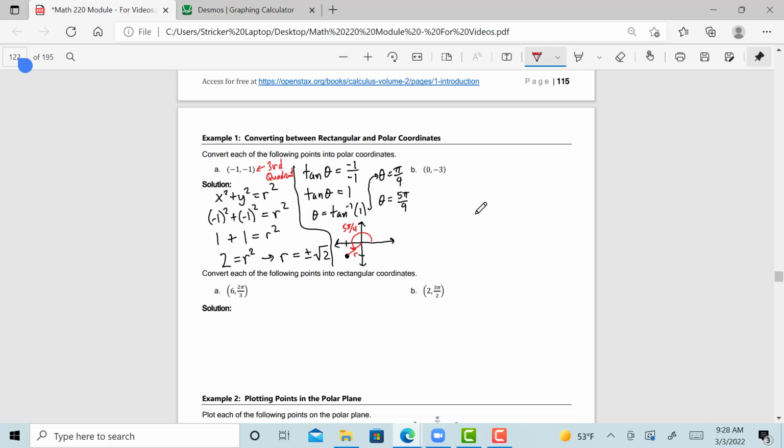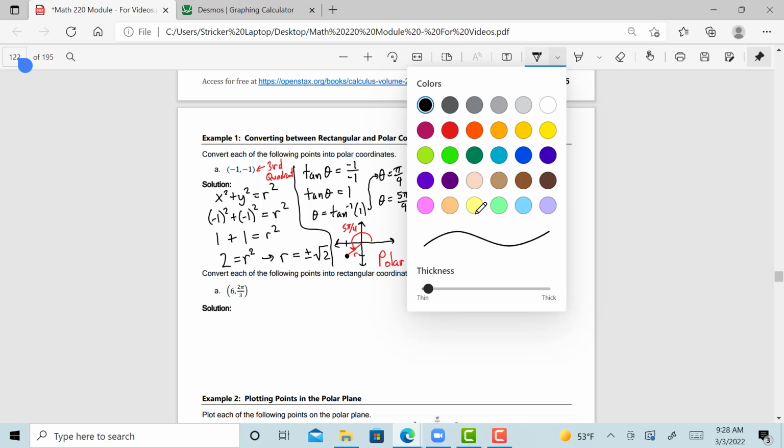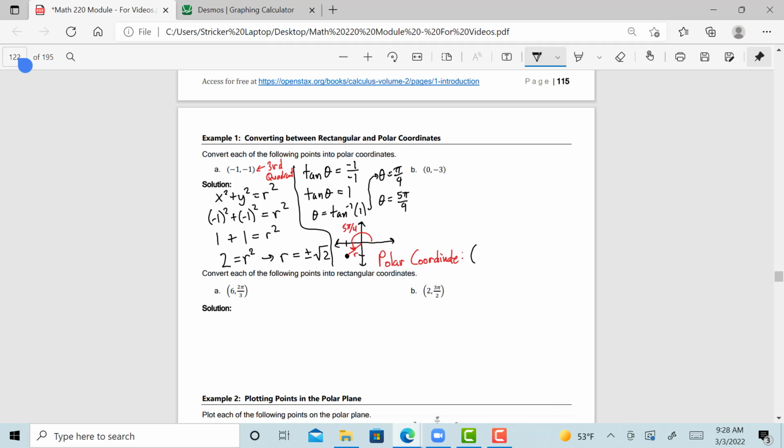So if we say that we have an angle of 5 pi over 4 with a radius r, or a distance there r, then that point, this is the polar coordinate. Usually you write r first, so the r in this case is going to be square root of 2, and then the angle is 5 pi over 4.